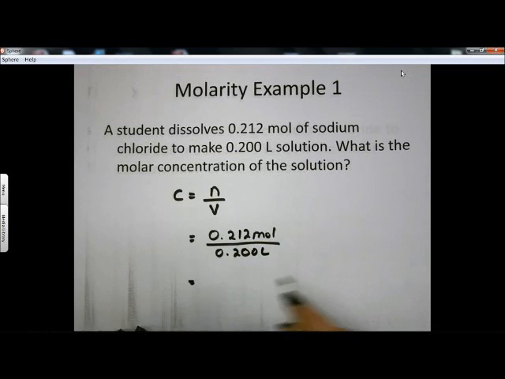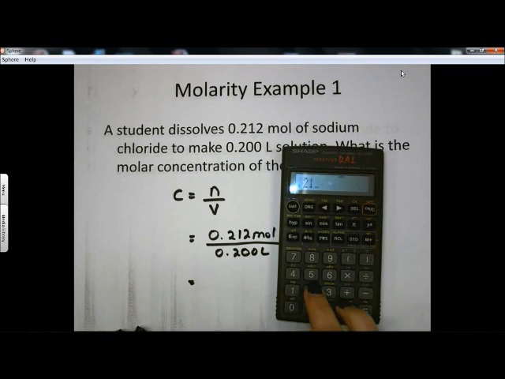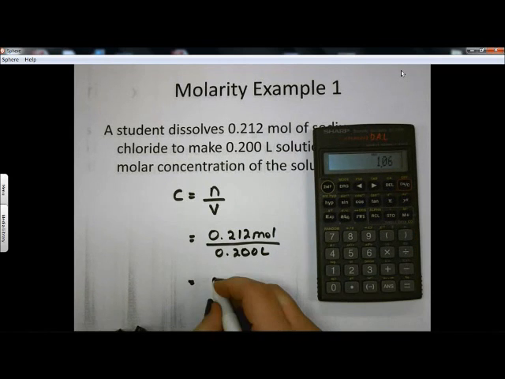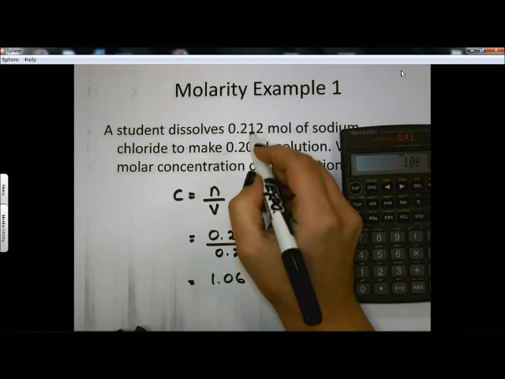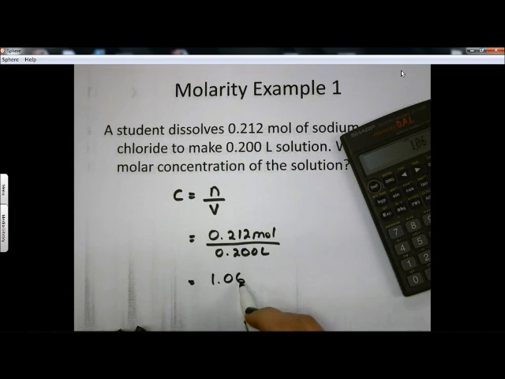So take a calculator. 0.212 divided by 0.200, 1.06. I take a look at my significant figures. I have 3 here and I have 3 here, so my answer should have 3. My units are moles per liter. MOL is all lowercase letters. L for liter is always capitalized.